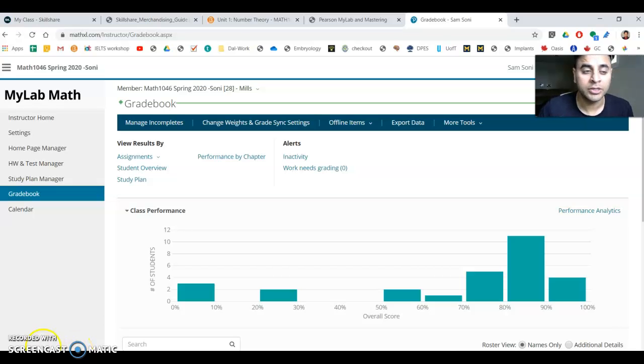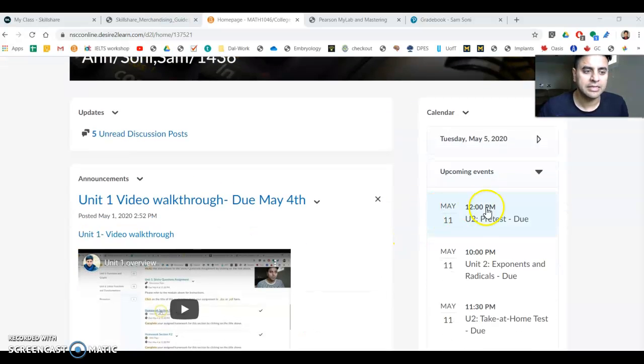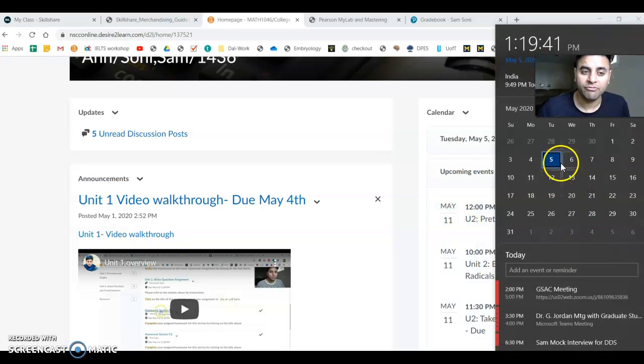Now let's go to unit 2. For unit 2, let's go back to our Brightspace course. I'm at the course home right now, and you can see the next due date for unit 2, which is May 11th. We are sitting on May 5th right now. So you have 1, 2, 3, 4, 5 days. On the 6th day, I expect most of you to finish your test.